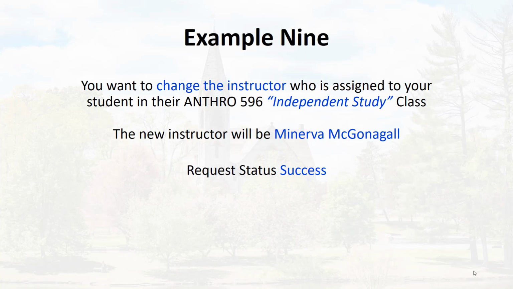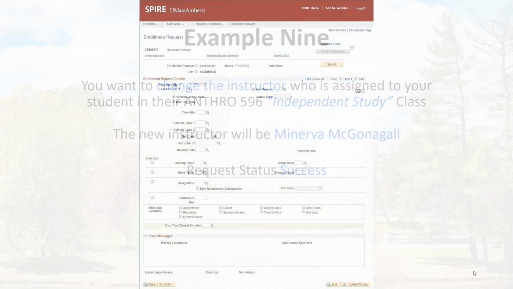Example 9. You want to change the instructor who was assigned to Hermione in her Anthro 596 independent study class that we enrolled her in for example 8. Hermione's new instructor will be Professor Minerva McGonagall. This example will be successful and will result in an enrollment request status of success.